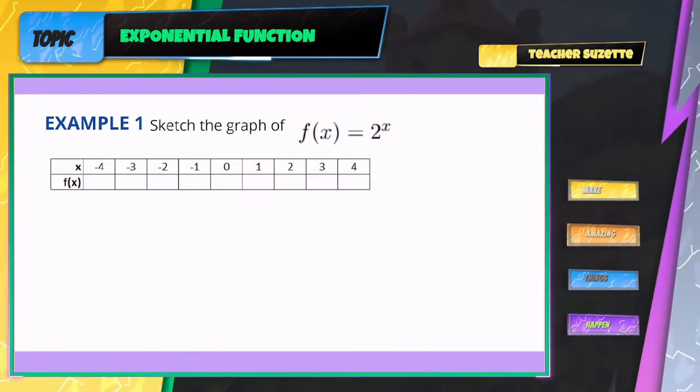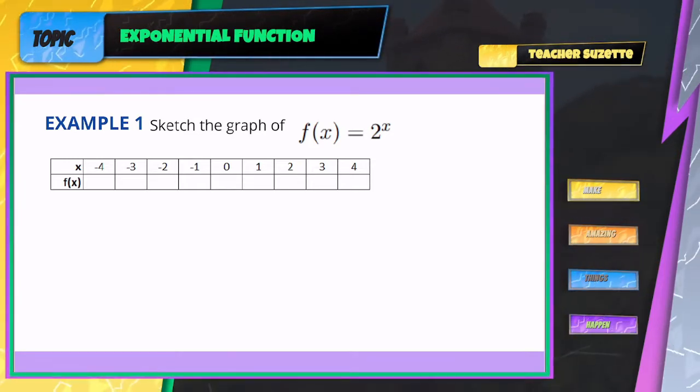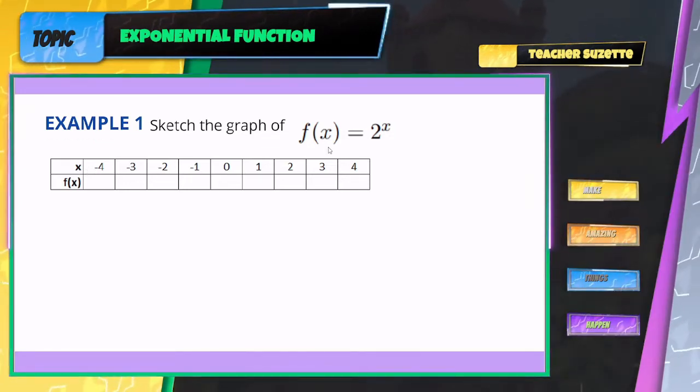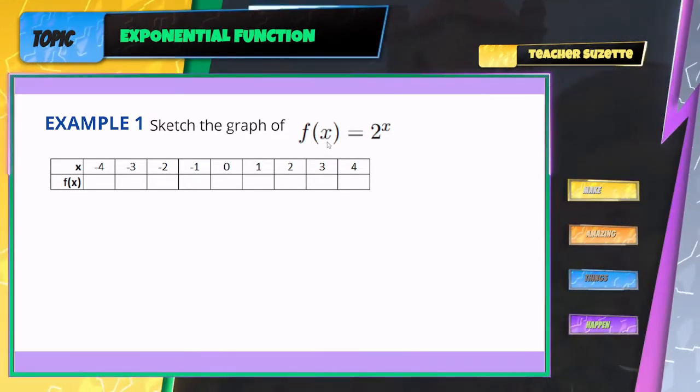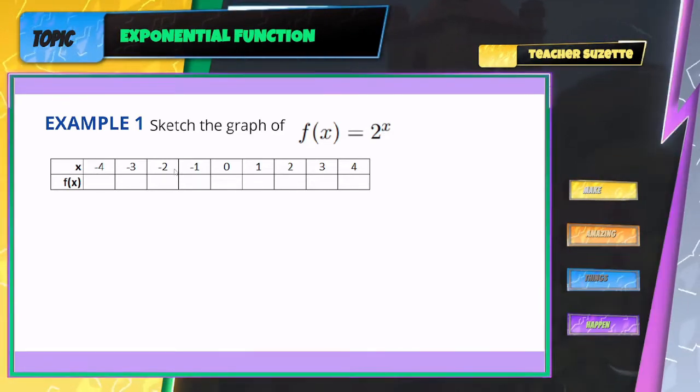This time, let's have our example number 1. Let's sketch the graph of f of x is equal to 2 raised to x. So for this, we are going to construct the table of values by finding the values of our f of x when we substitute the values of our x in our function. Just like what we usually do in evaluation of functions, we just replace the values of x with the corresponding values that we have.